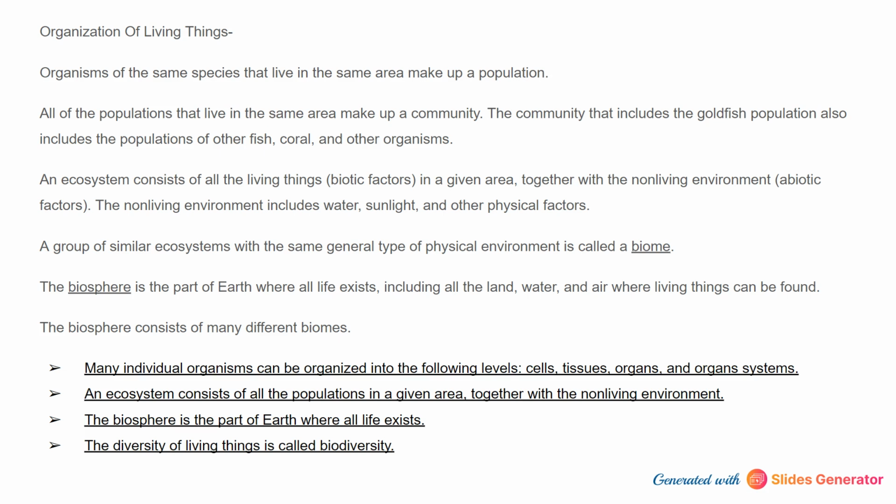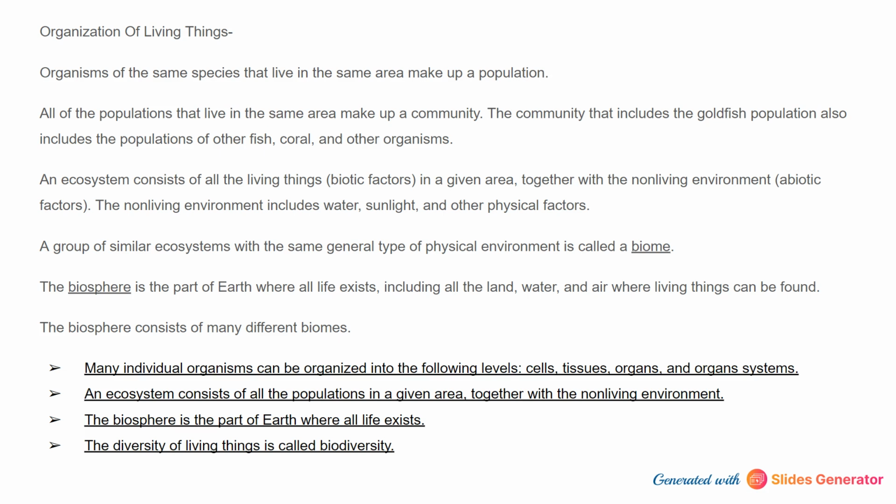All of the populations that live in the same area make up the community. So for example, I could have a community of birds in my backyard. It could be made up of brown thrashers and robins and doves. So that's a community. It's all of the populations that live in that same area.